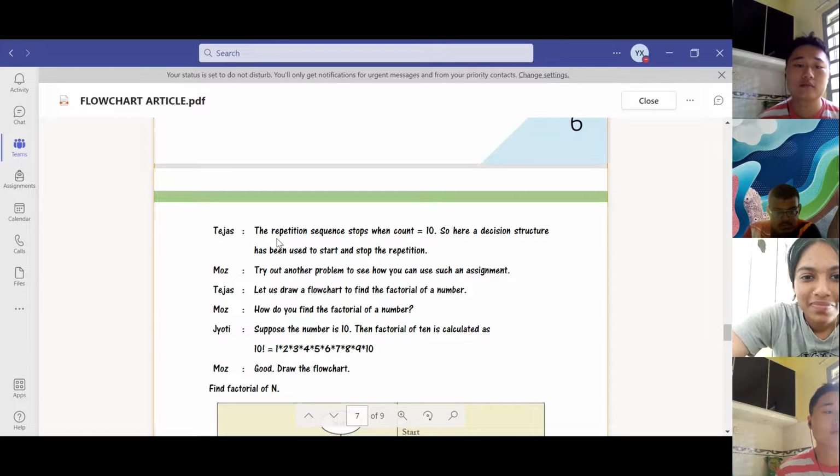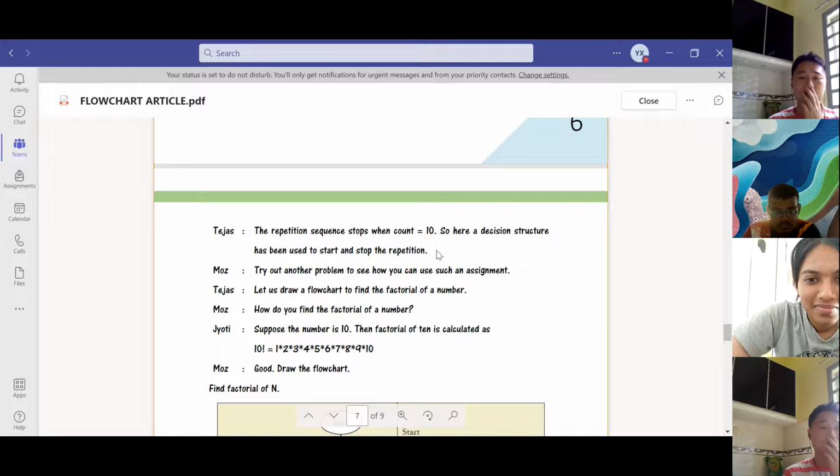The repetition sequence stops when it comes to 10. So here a decision structure has been used to start and stop the repetition. Try out another problem to see how you can use such an assignment. Let us draw a flowchart to find the factorial of a number.